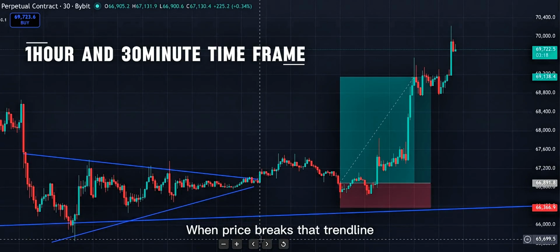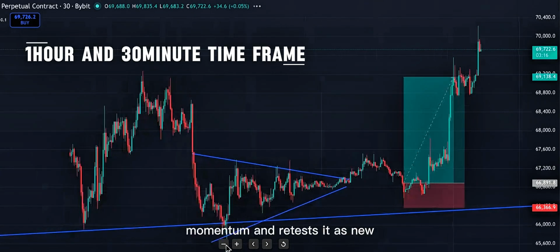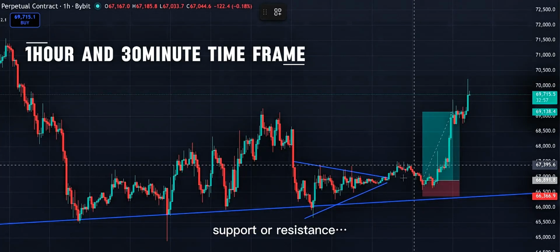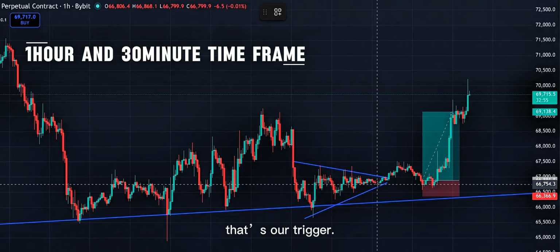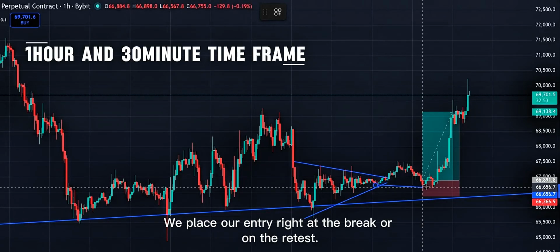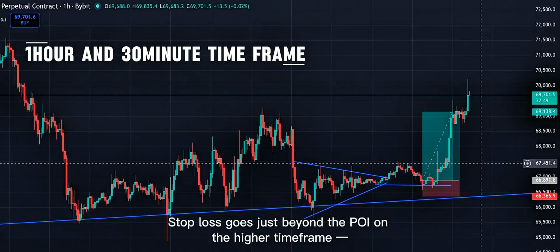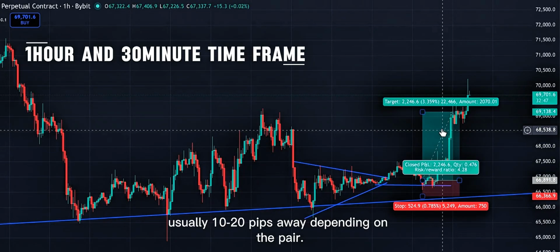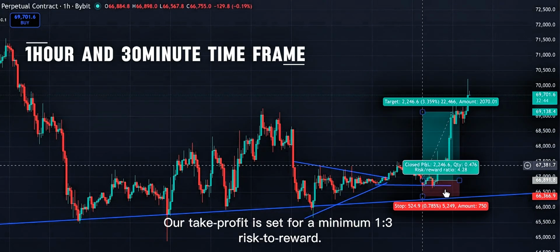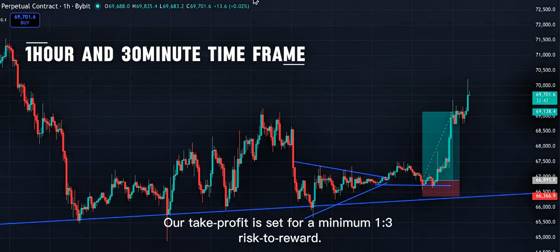When price breaks that trend line or pattern with strong momentum and retests it as new support or resistance, that's our trigger. We place our entry right at the break or on the retest. Stop loss goes just beyond the POI on the higher time frame, usually 10-20 pips away depending on the pair. Our take profit is set for a minimum 1-3 risk to reward.